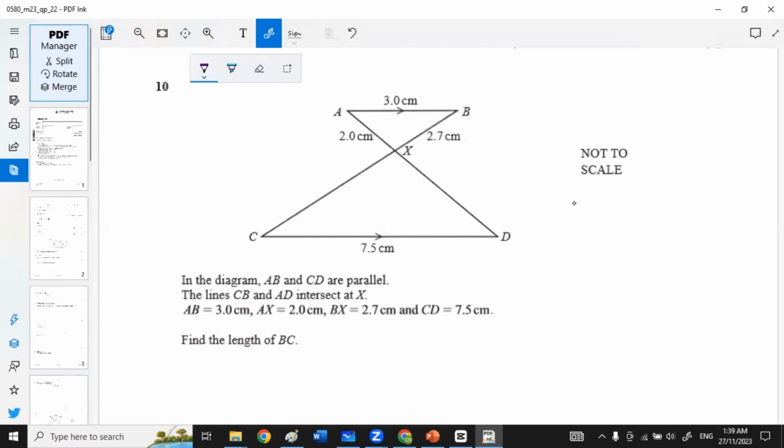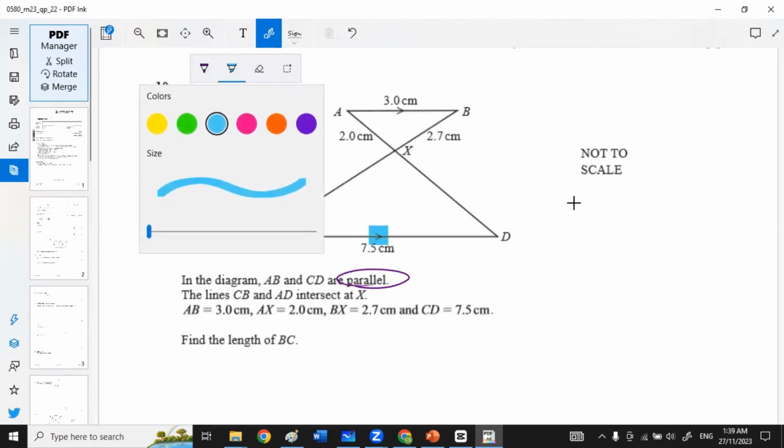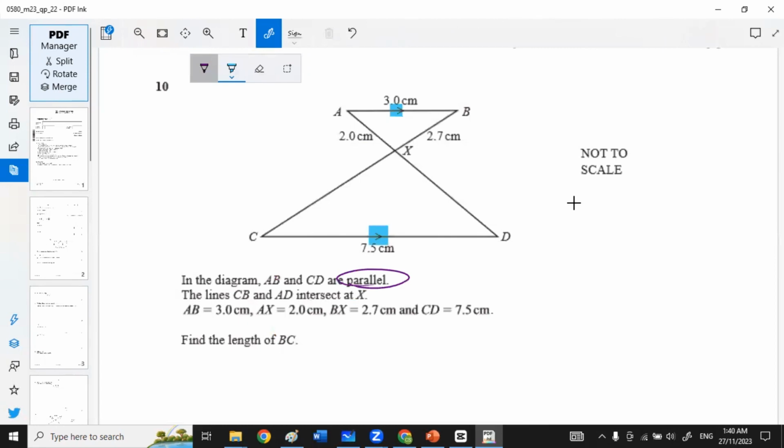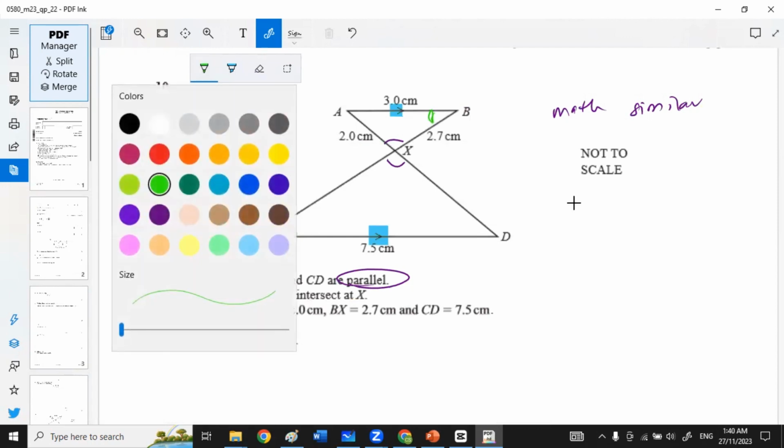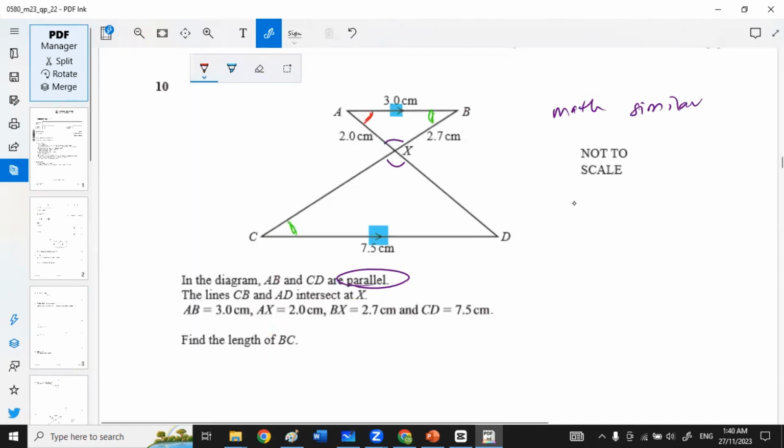Next question. Question number 10. In the diagram, AB and CD are parallel. So these two are parallel. If you see this kind of question, basically it's a mathematically similar question. Indirectly, as we know, this angle equals this angle, and this angle should equal this, because these two are parallel. And then this angle should equal this.